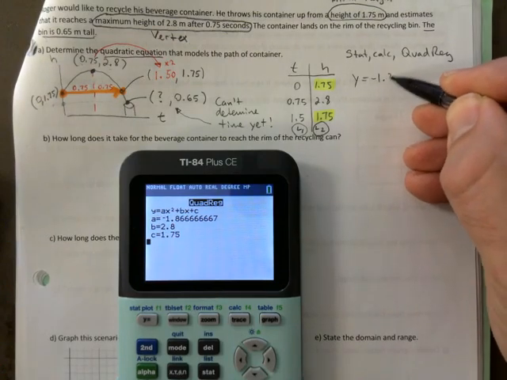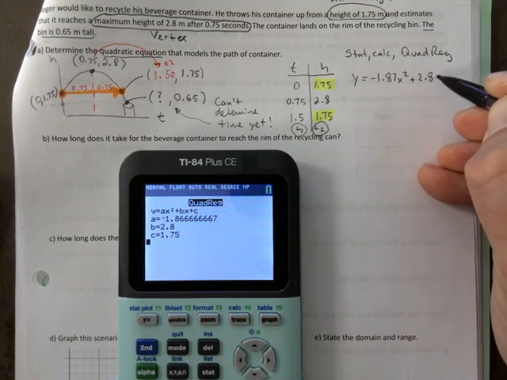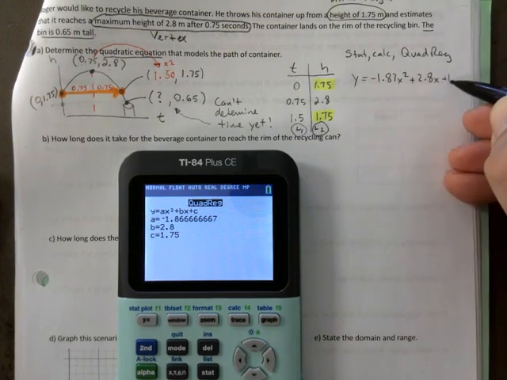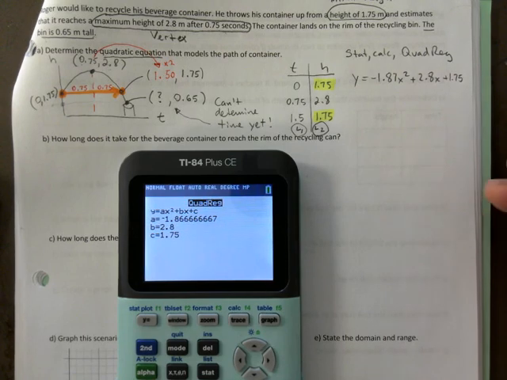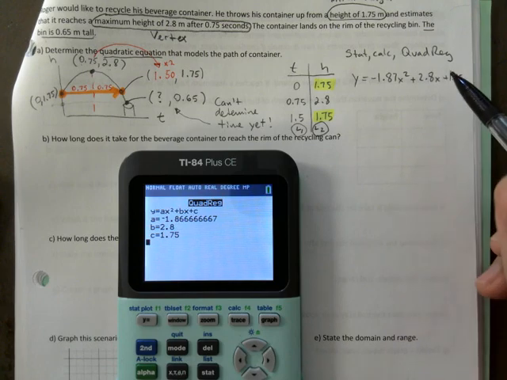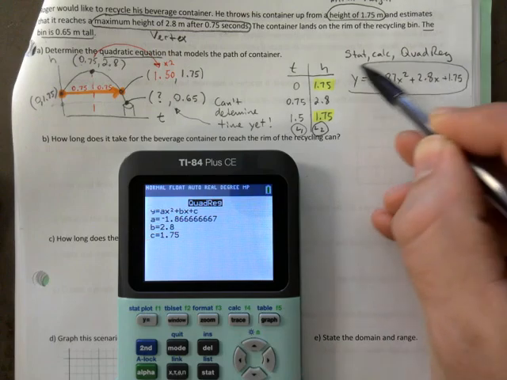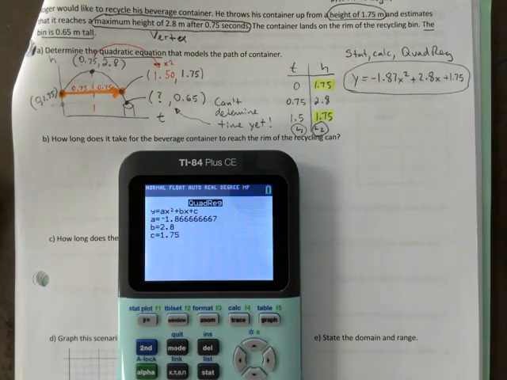Negative 1.87x squared plus 2.8x plus 1.75. The 1.75 is actually a good indicator that you're doing things right. It's the y-intercept right there, which is clearly the case. Right? So there you go. Now I can ask anything I want because now you basically have your equation ready to go.